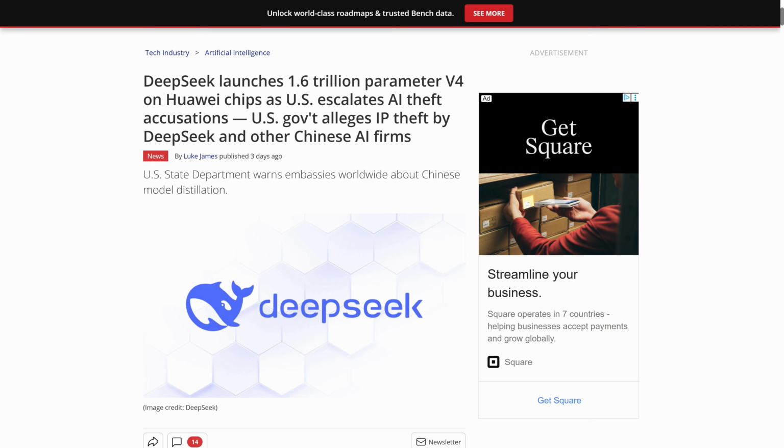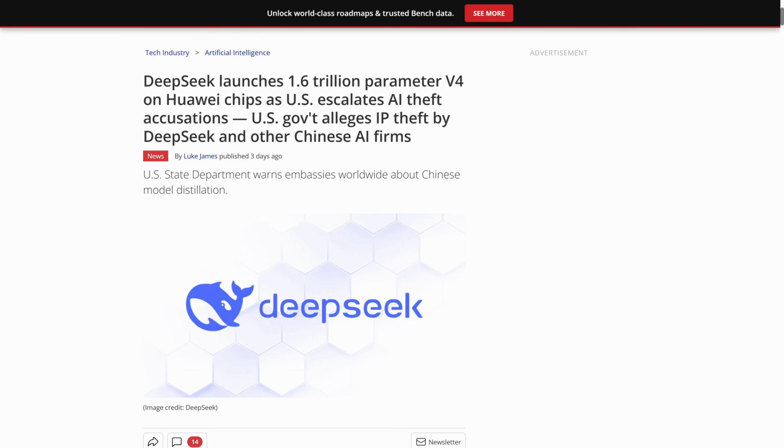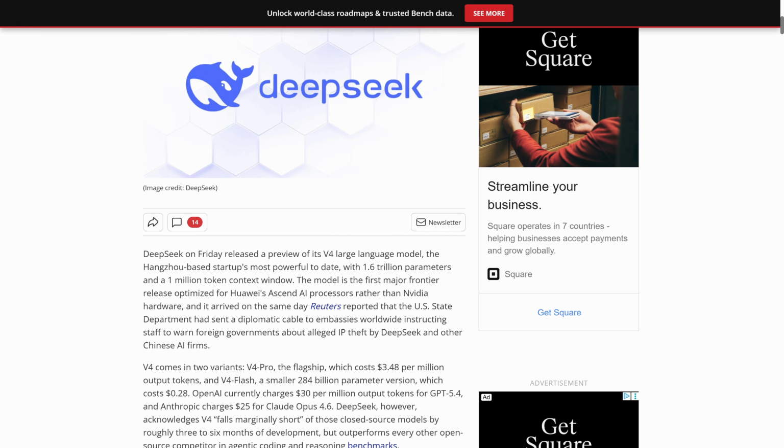Markets responded immediately. On V4 launch day, shares of SMIC, the Chinese chipmaker that manufactures Huawei's Ascend AI processors, jumped 10% in Hong Kong trading. Chinese AI competitors Minimax and Knowledge Atlas fell over 9%. Investors read the same story the benchmarks told. DeepSeek is pulling away from its domestic rivals, and the Huawei chip angle signals something larger than a routine product update. V4 is DeepSeek's first release with explicit optimization for Huawei Ascend processors.